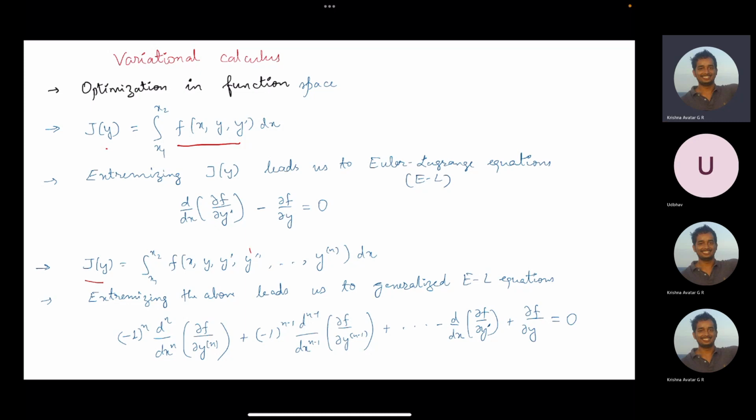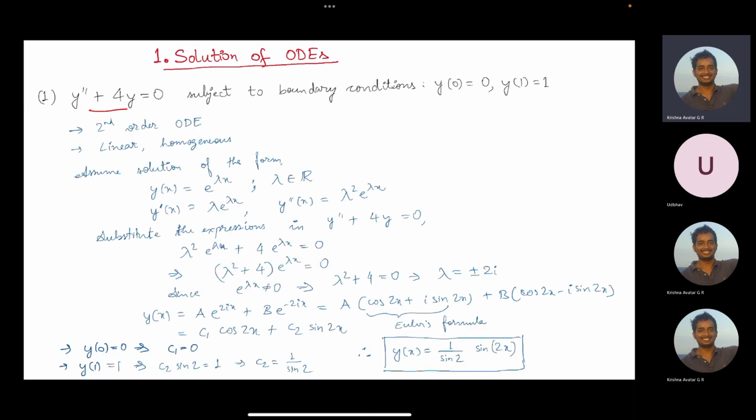The first problem here is y double prime plus 4y is equal to 0, subject to boundary conditions y(0) is equal to 0, y(1) is equal to 1. This, as we see, is a second order ODE. It's linear and homogeneous. Homogeneous simply implies that the term on the right hand side is 0, and all the terms in this differential equation consist of y.